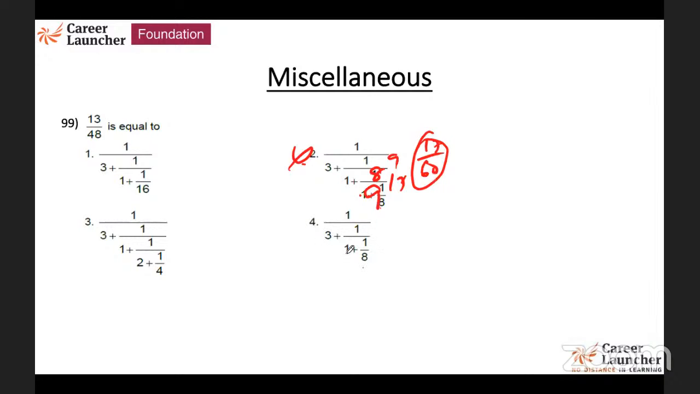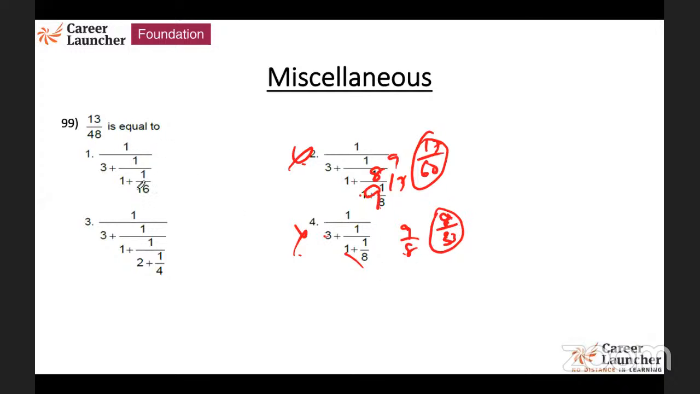Satyavrat, if this is answer 8 plus 1, 9. So this is 9 by 8. 8 threes are 24. 24 plus 9 is 33. Answer is 8 by 33. This cannot be the answer.